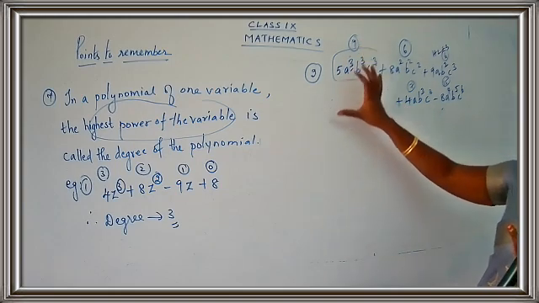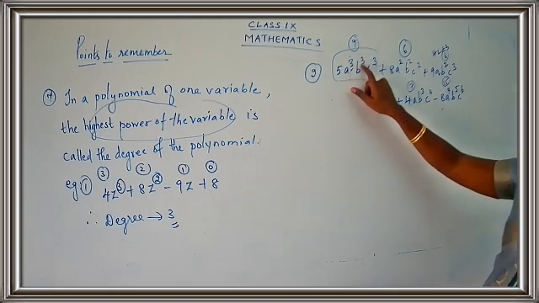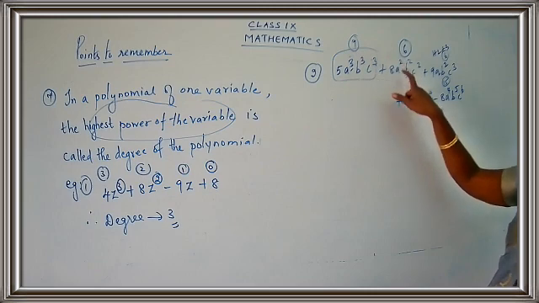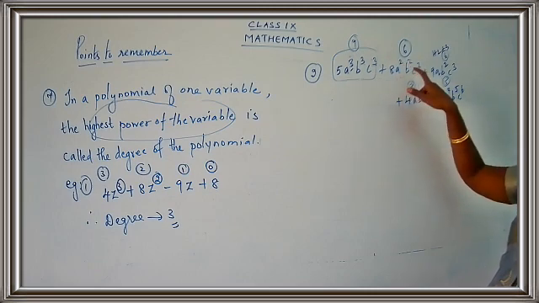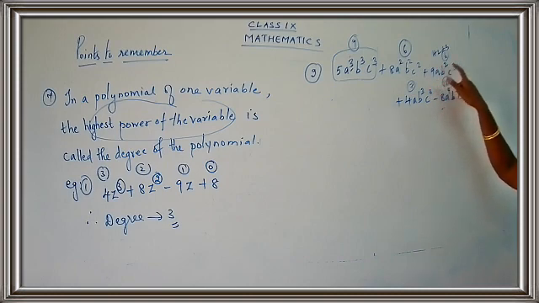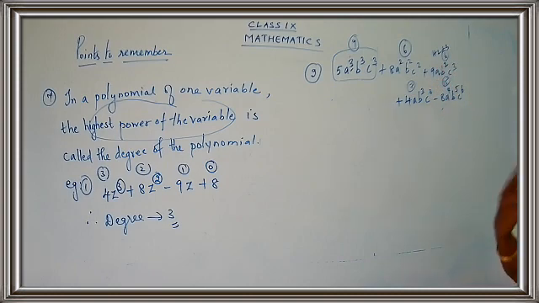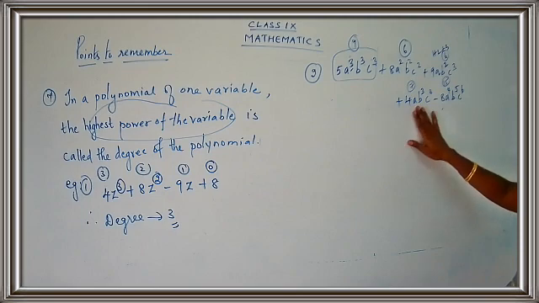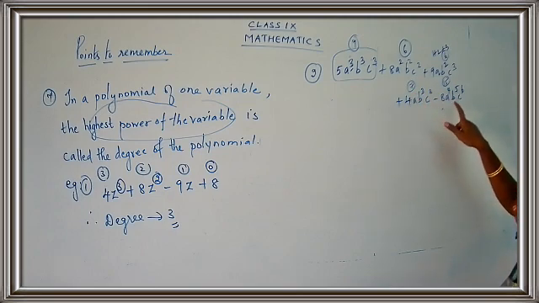So what is the power for this term? 3 plus 3 plus 3, that is 9. What is the power for this term? 2 plus 2 plus 2, that is 6. What is the power here? 1 plus 2 plus 3, that is 1 plus 2, 3. 3 plus 3, 6. Okay. What is the power for this term? 1 plus 3 plus 3, that is 7. What is the power here? 4 plus 5, 9. 9 plus 6, 15.